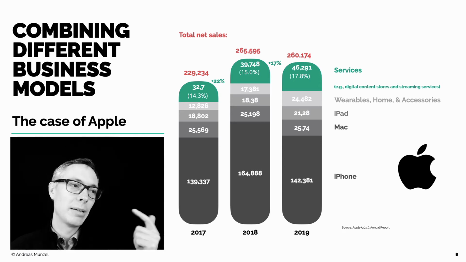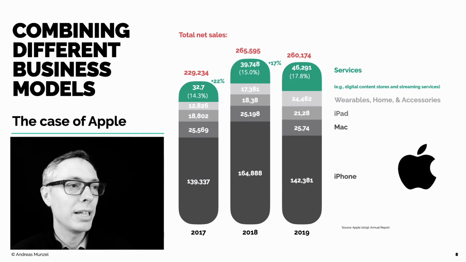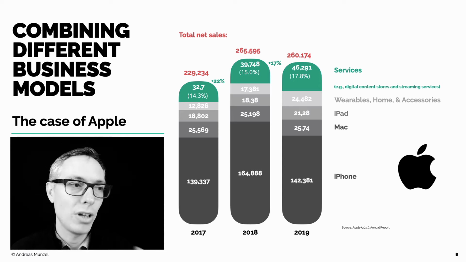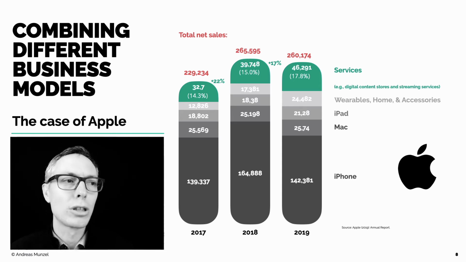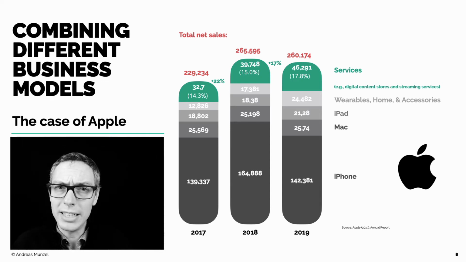Then you have in the slightly lighter gray the Mac, then you have the iPad, the wearables, and then you have in green services. Okay, and services include digital content stores and streaming services, so platforms, right?